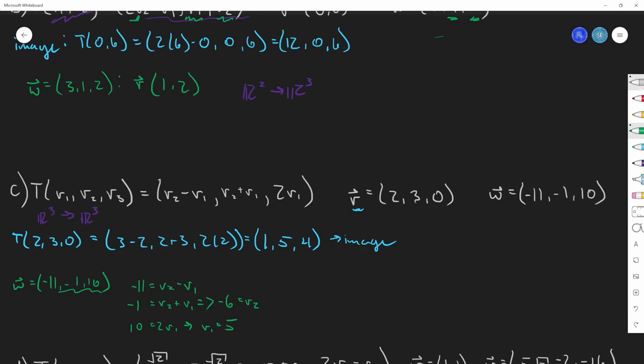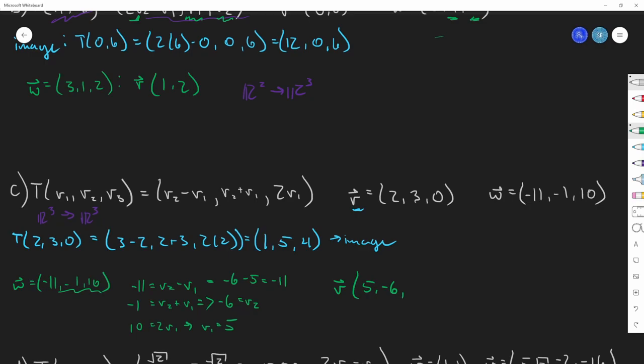So you subtract both sides by 5, and you have negative 5 minus 1 is equal to v2, which is negative 6. Then we can confirm on this one that v2 will be negative 6 minus 5, which is indeed negative 11. So our pre-image would be v1, 5, v2, negative 6, and v3.